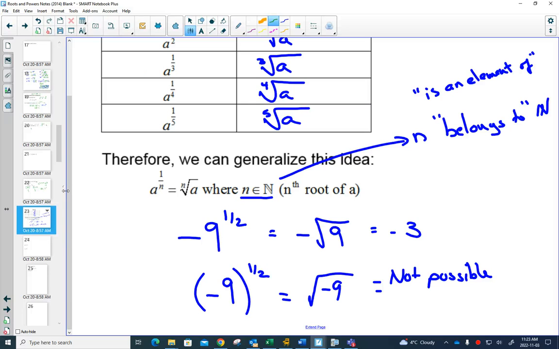So, for the math that we're doing, this is not possible. There are some maths out there that you need to make this work, and so they have invented imaginary numbers to make this work. So if you look it up online, you will see some places they will say that the answer to that is 3i, where i is an imaginary number.